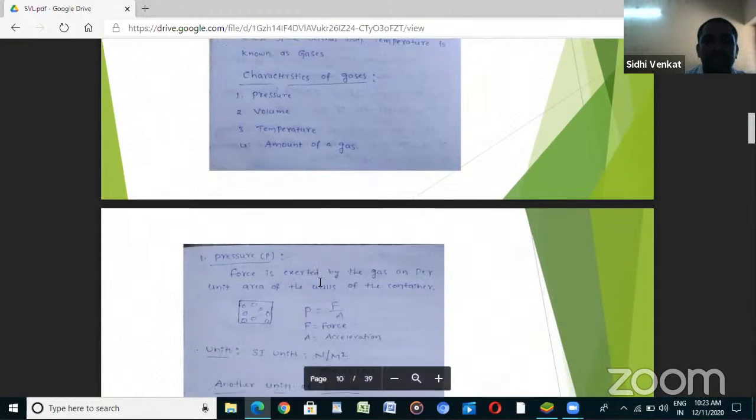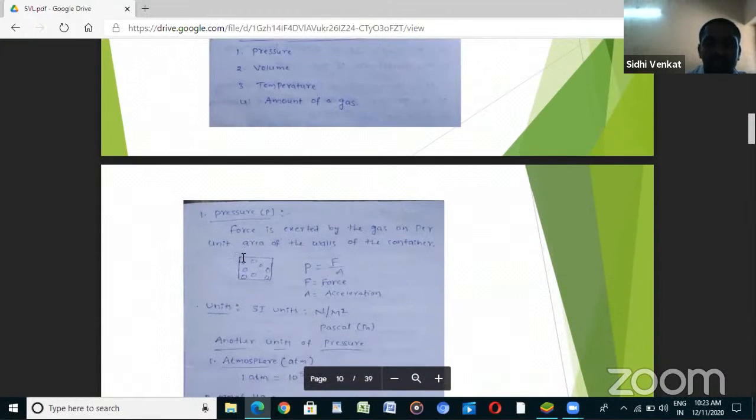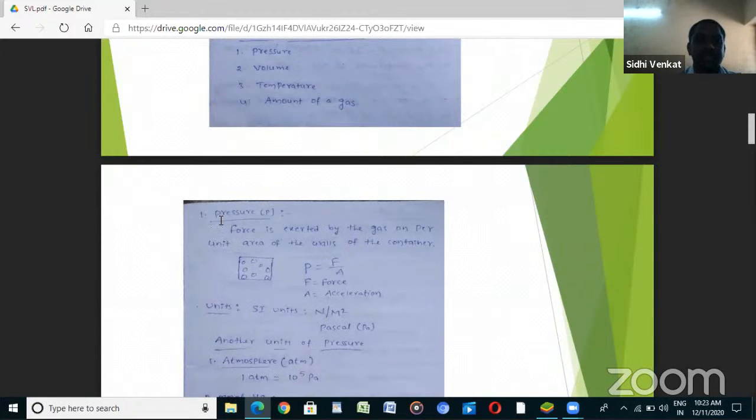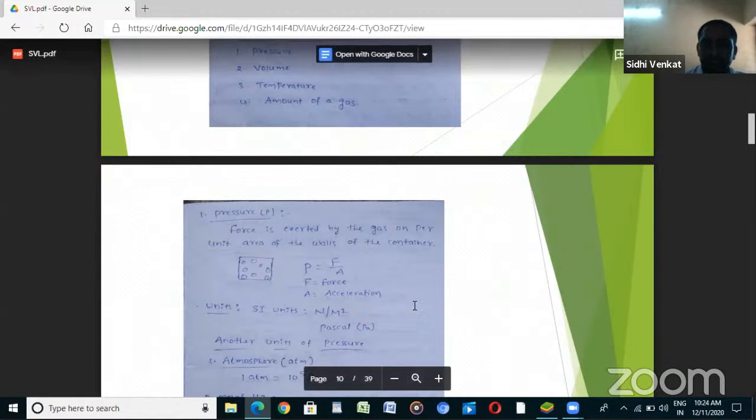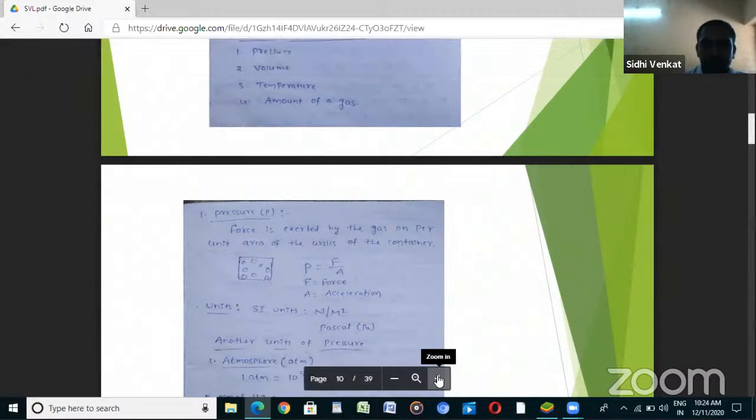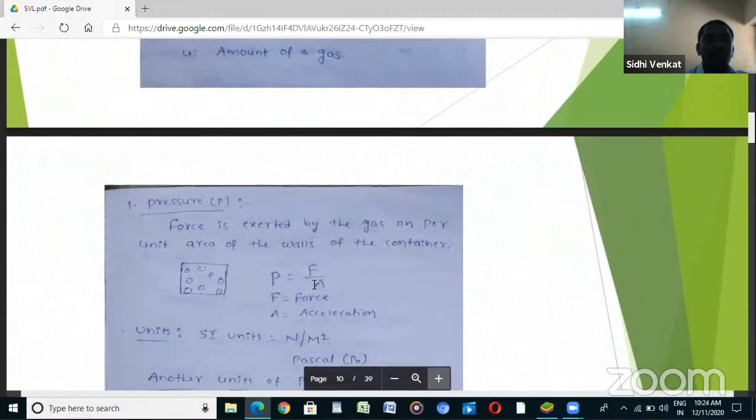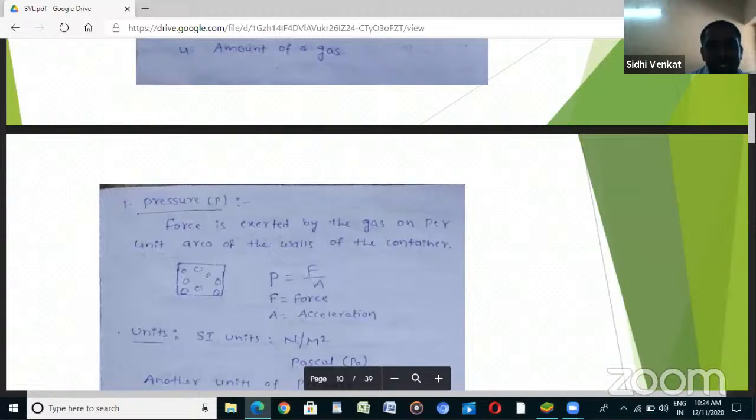In these characteristics, what is the first one? Pressure. We know that in the previous class we already learned this. What is meant by pressure? Pressure P is equal to F by A. Here, look at the definition, students. Pressure: the force exerted by the gas on per unit area of the walls of the container.